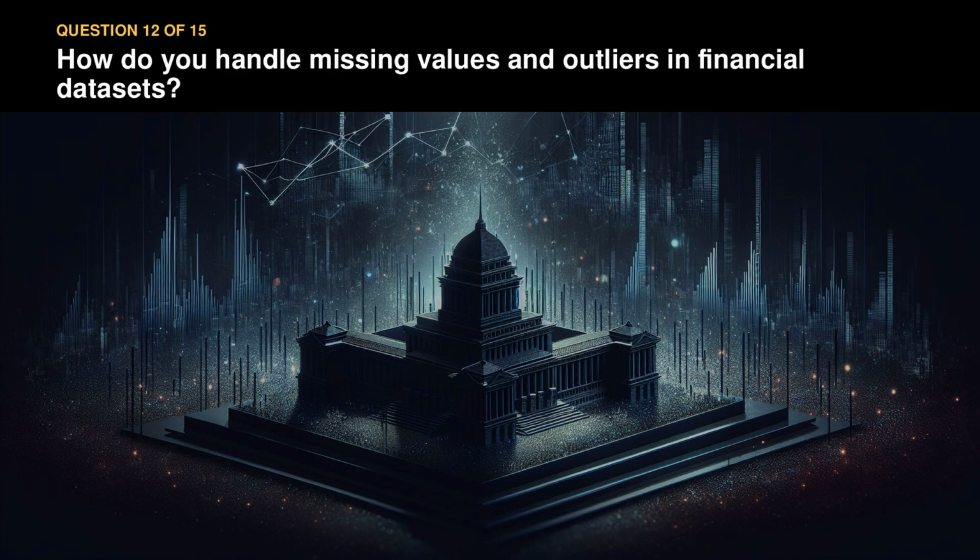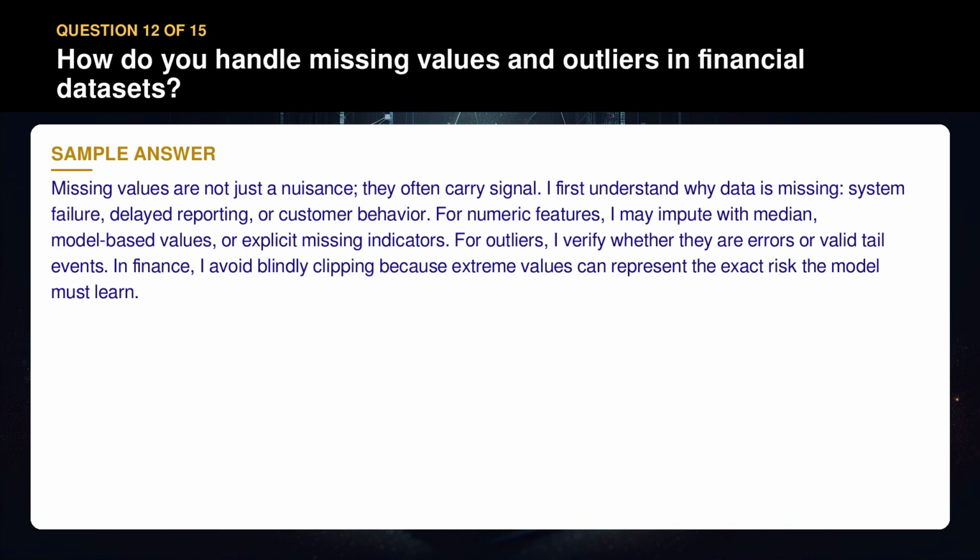Question 12. How do you handle missing values and outliers in financial datasets? Missing values are not just a nuisance. They often carry signal. I first understand why data is missing: system failure, delayed reporting, or customer behavior. For numeric features, I may impute with median, model-based values, or explicit missing indicators. For outliers, I verify whether they are errors or valid tail events. In finance, I avoid blindly clipping because extreme values can represent the exact risk the model must learn.